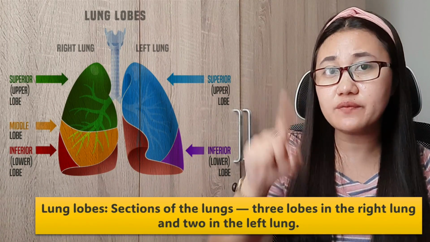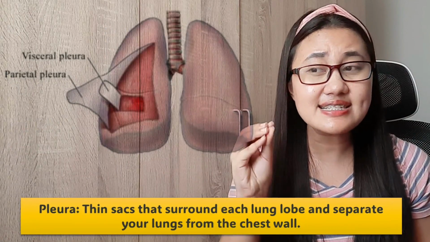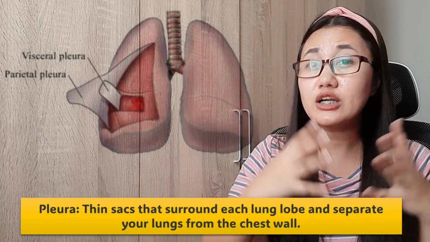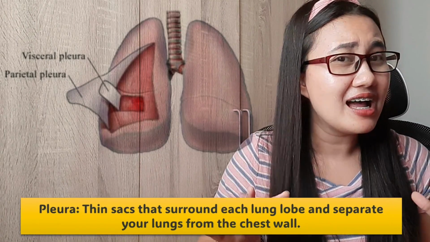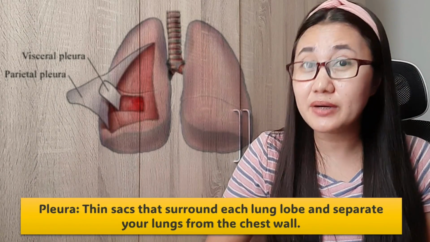And this one, we also have the pleura. Pleura, ito naman yung mga thin sacs that surround each lung lobe and separate our lungs from the chest wall. Imagine talaga yung respiratory system natin, napakadetalyado pa rin ng mga parts niyan, 'di ba?